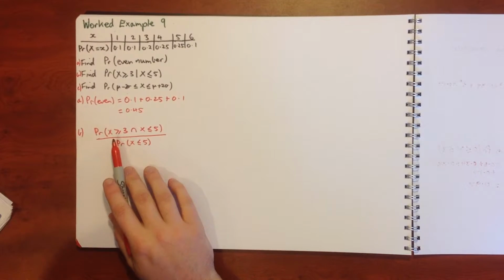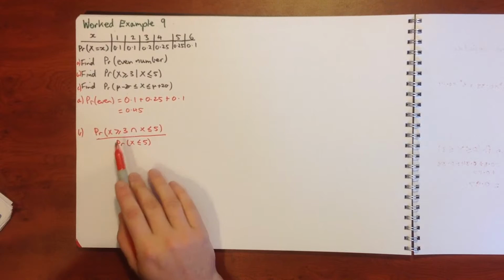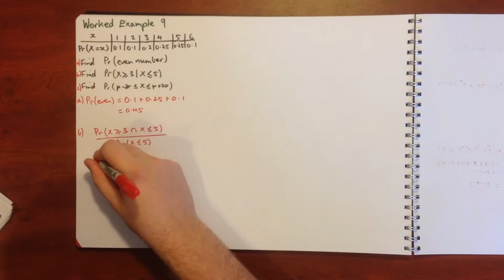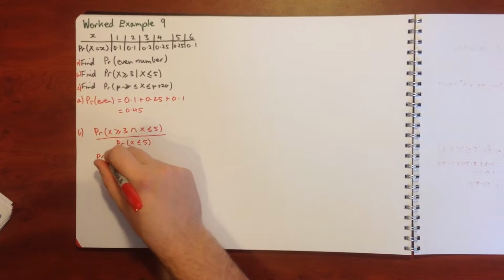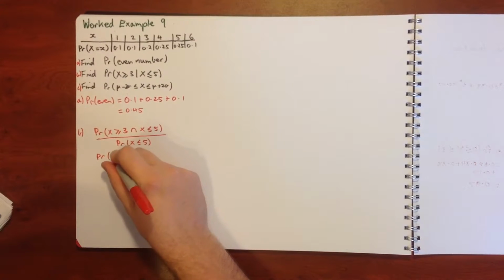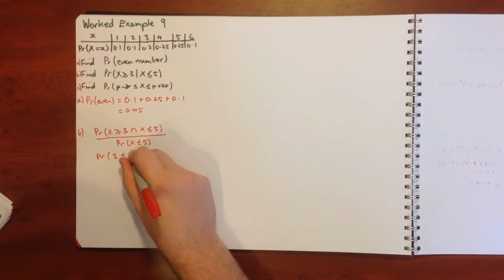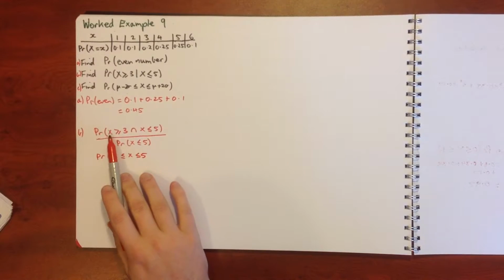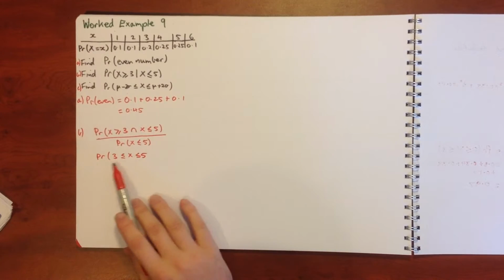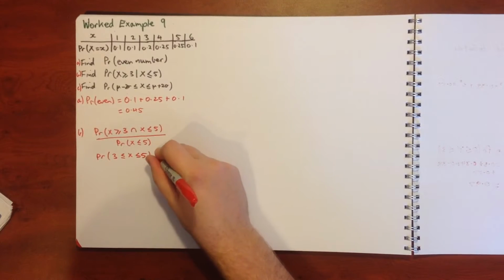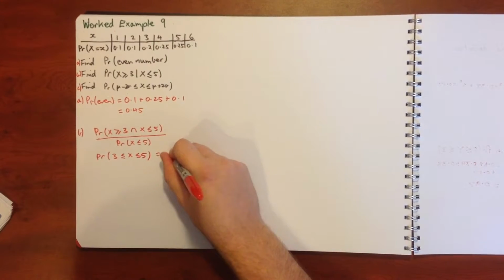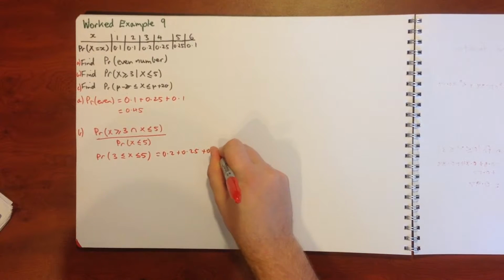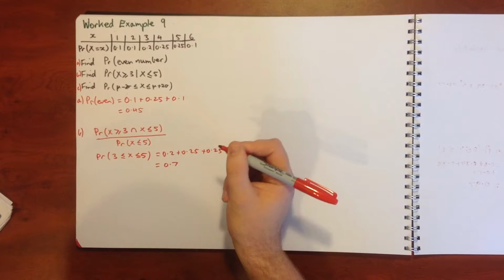So for the probability that we are greater than 3 and less than 5, we can write that a different way and say that's going to be the probability that x is between 3 and 5, because the intersection between being bigger than 3 and less than 5 is just between 3 and 5. So that bit is going to be our 0.2 plus 0.25 plus 0.25, which is going to equal 0.7.